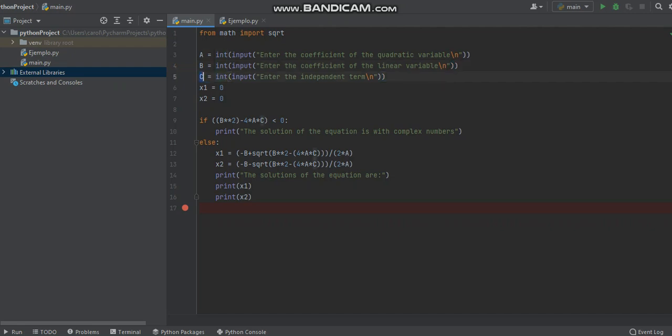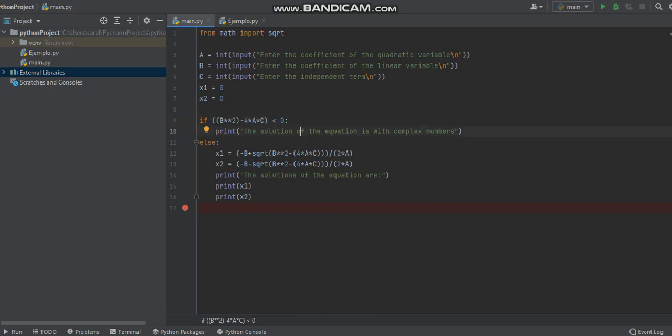and the independent term. Yes, x1 I initialize to 0. x2 I also initialize to 0. Here I say if b squared minus 4 times a times c is less than 0, then print the following on the screen.